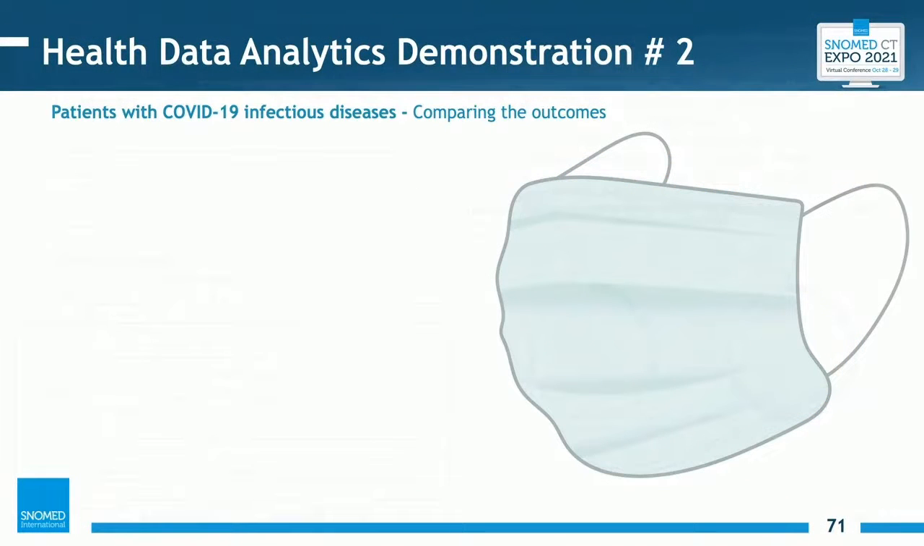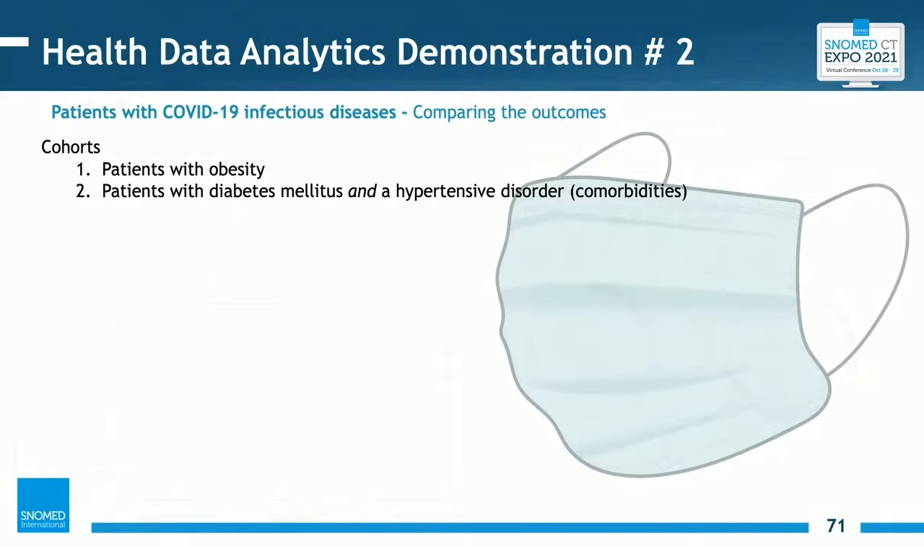In this second example, we're going to compare cohorts of patients who have been diagnosed with COVID-19 infectious diseases and examine the rates of incidence for further complications or outcomes. The cohorts we'll be using in this analysis include patients with obesity, and note that obesity in SNOMED CT has several subtypes, and patients with two pre-existing conditions, a type of diabetes mellitus and a hypertensive disorder.